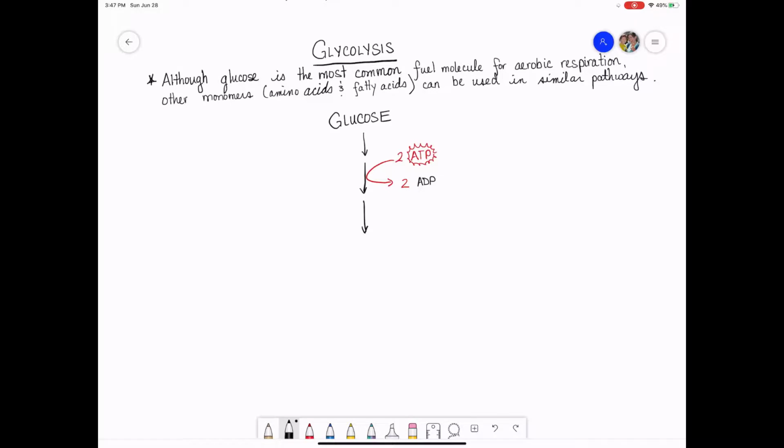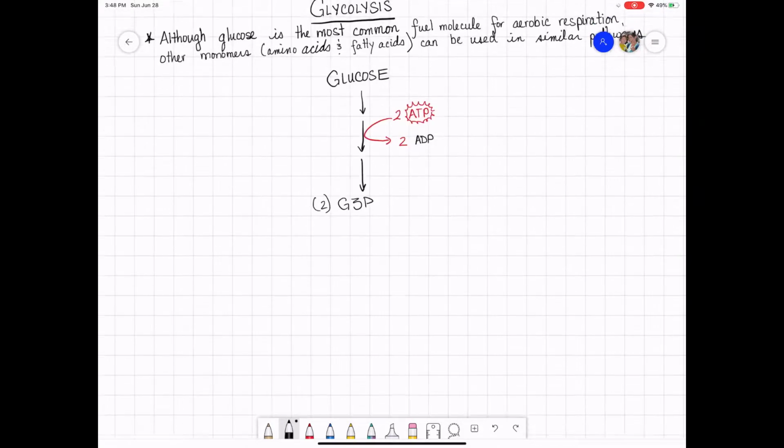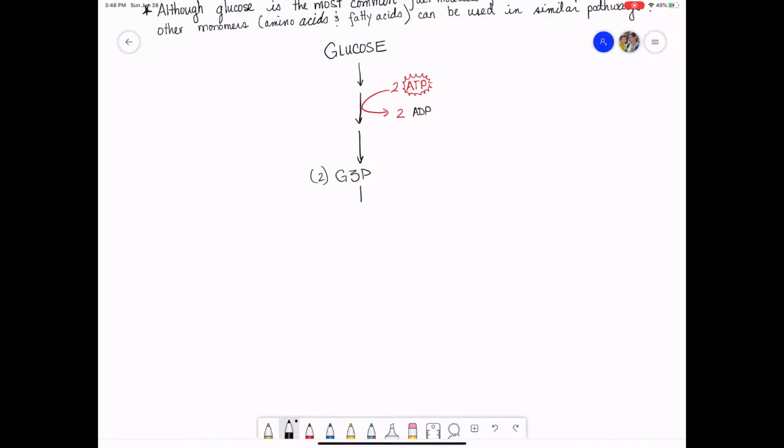Now, I have only 3 arrows drawn, but it's actually more like 5 steps. And then once we make glucose pretty unstable, it's easy to snap in half. And the molecule that is produced as a byproduct when we snap glucose in half after modifying it somewhat is called glyceraldehyde 3-phosphate, also known as G3P. So once we have our 2 G3P molecules, then it's time to finally get some return on our investment.